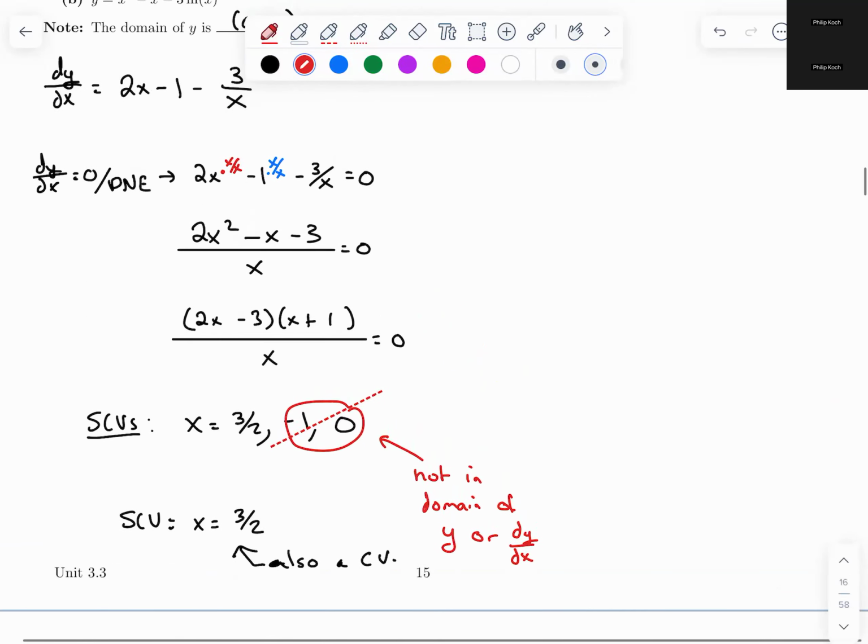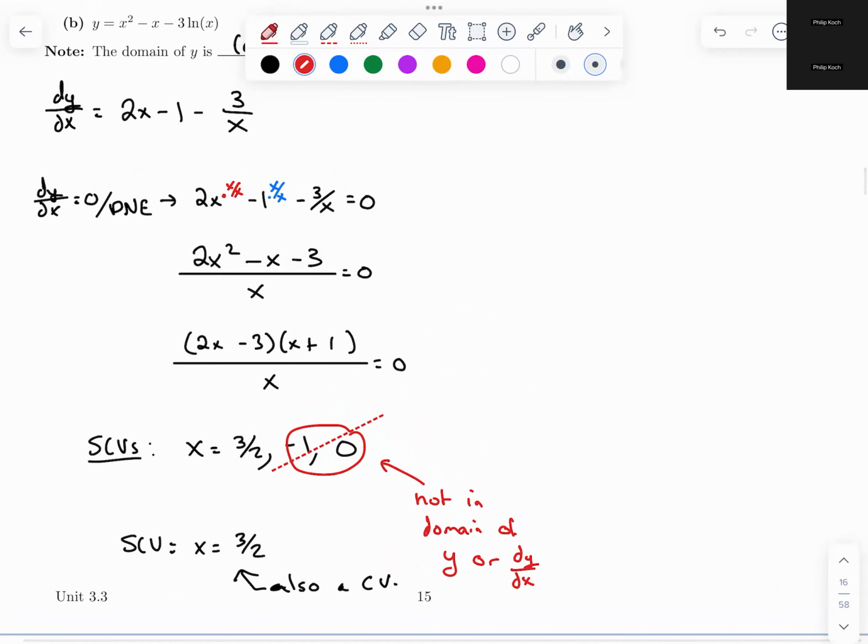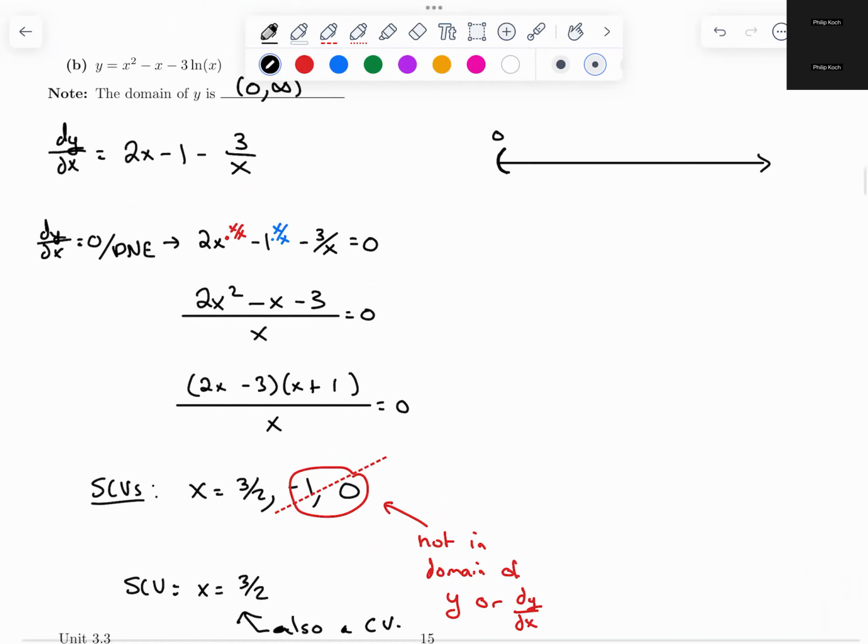Now we make our sign chart. I'm going to start off by drawing a line just like normal. But I'm only going to draw an arrow on the right-hand side, and I'm going to draw a parenthesis on the left-hand side and write 0 here, because there's no need to test any numbers less than 0. Our domain is 0 to positive infinity.